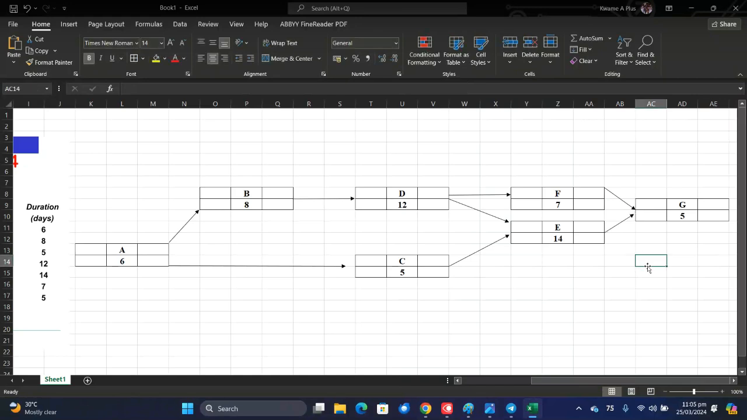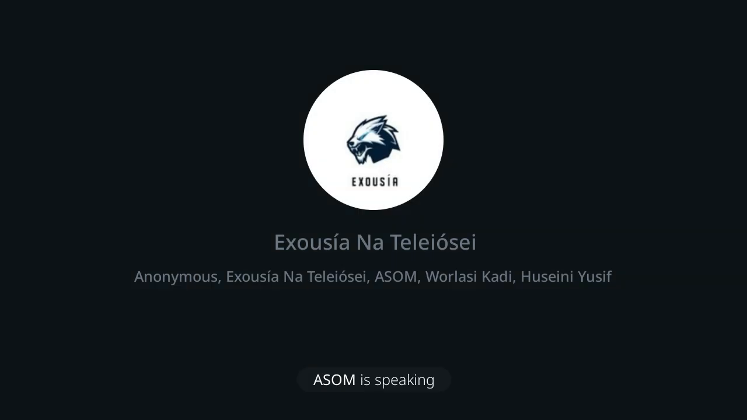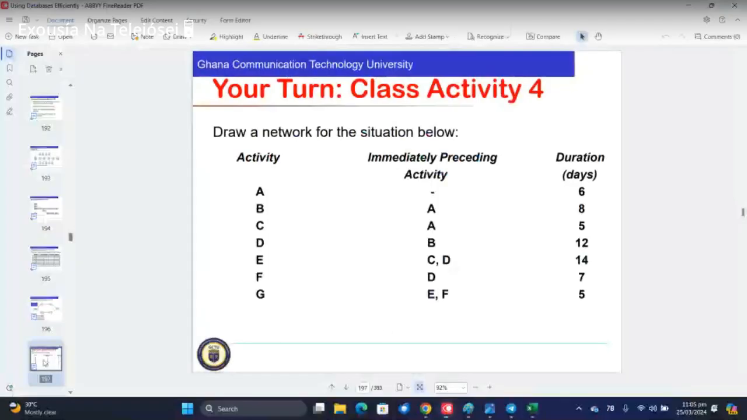So this is how the diagram will look. Not drawn to scale. So this is how it is going to look. I hope it's clear. This is just like our activity on note. It's the same thing that we are doing, just that they use boxes to represent them. Please, I hope it's clear. Yes, sir, clear. Okay, so let's move on.